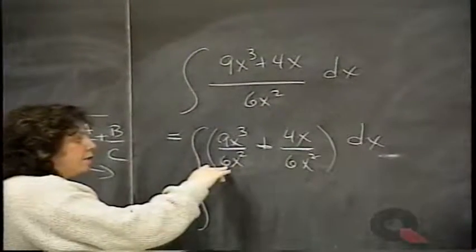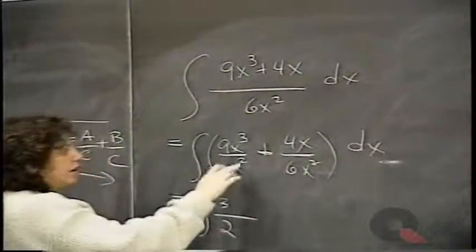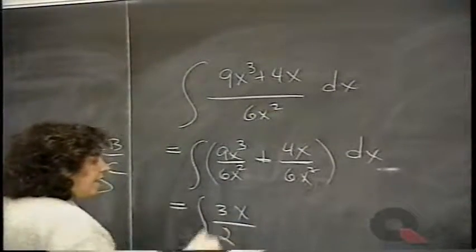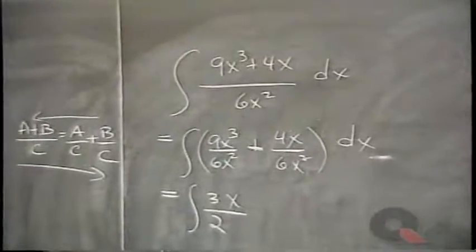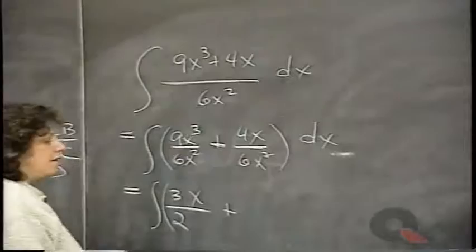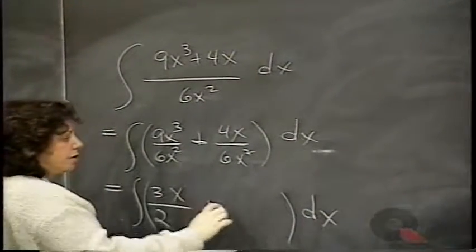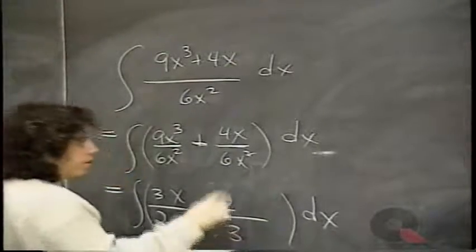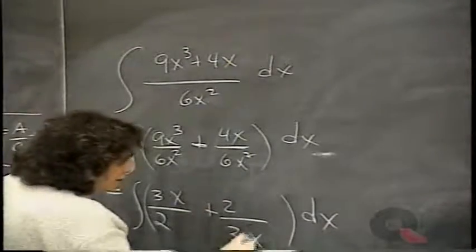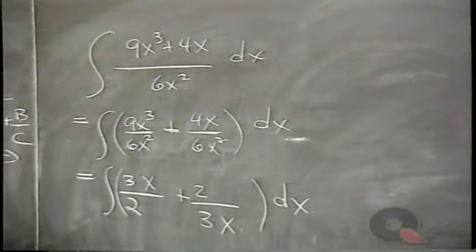Dividing the top and the bottom here by 3, we can make this 3 over 2. And dividing top and bottom by x squared, we are left with x. So 3x over 2, or 3 halves x for that, plus, here, dividing top and bottom by 2, we're left with 2 over 3. Dividing top and bottom by x, you're left with a 1 on the top and an x on the bottom. So 3x over 2 and 2 over 3x.